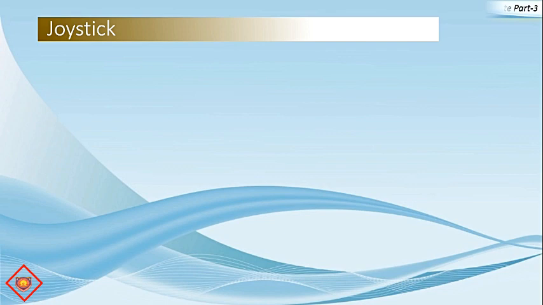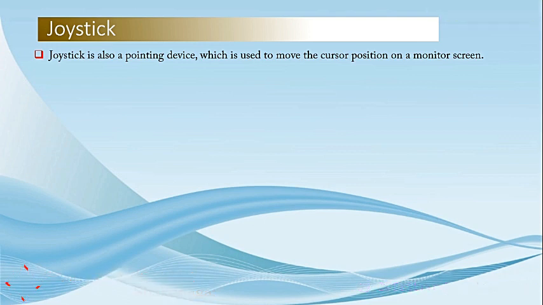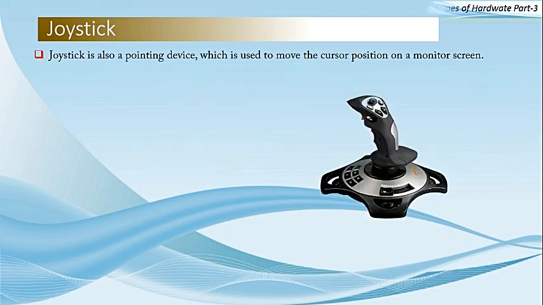Now we'll see the next input device, the joystick. You all have heard about the joystick. A joystick is widely used for playing games, and it is a pointing device which is used to move the cursor position on the monitor screen. You can see this picture, this is a joystick.